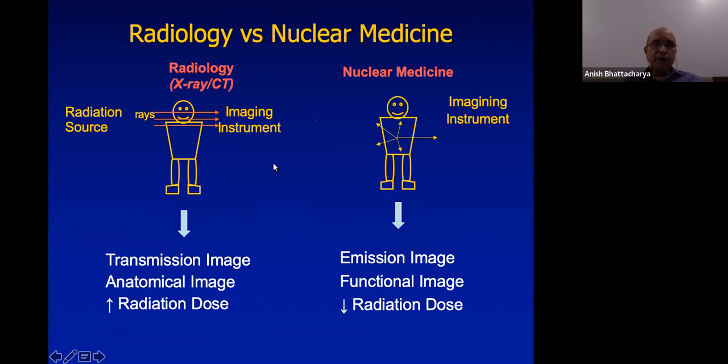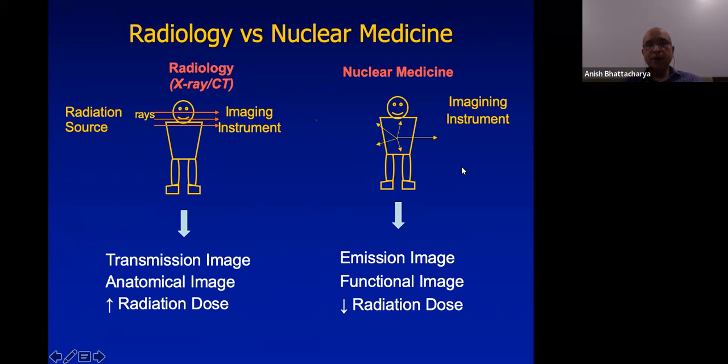So how does radiology differ from nuclear medicine? In radiology, when you use X-rays or CTs, you have a radiation source which passes the X-rays through the patient, which form an image on the imaging instrument. This is a transmission image, which is essentially an anatomical image. Radiation dose from these investigations are usually much higher.